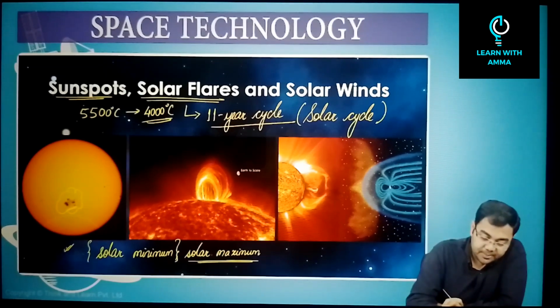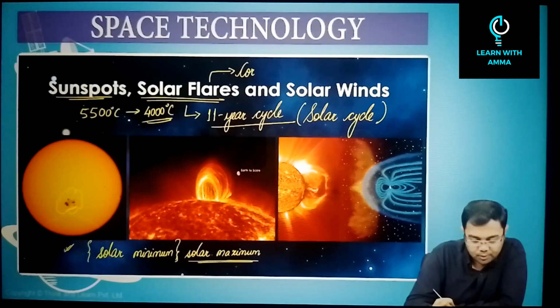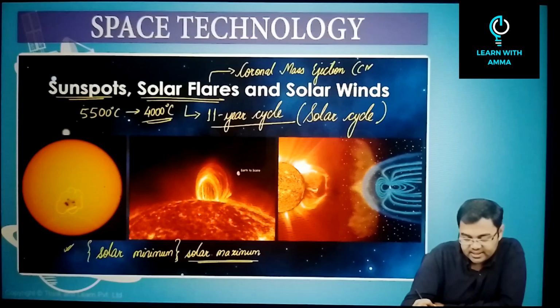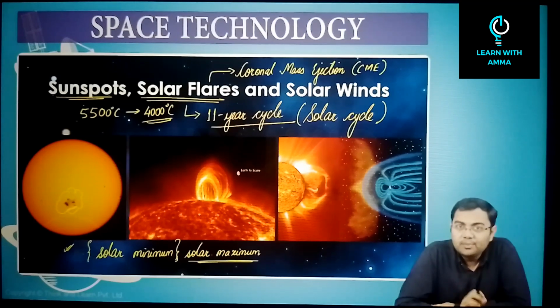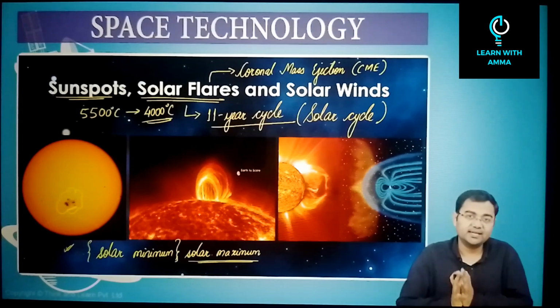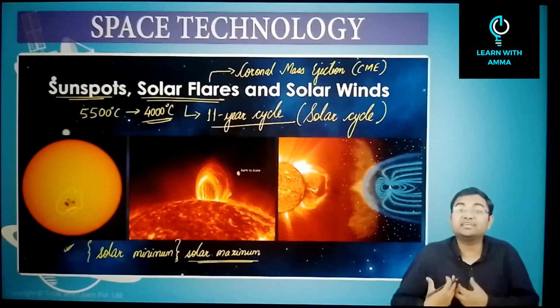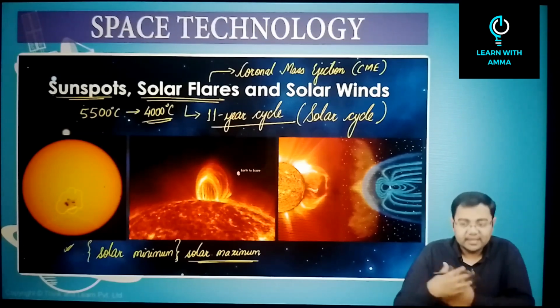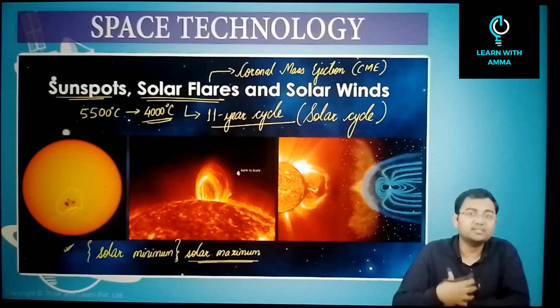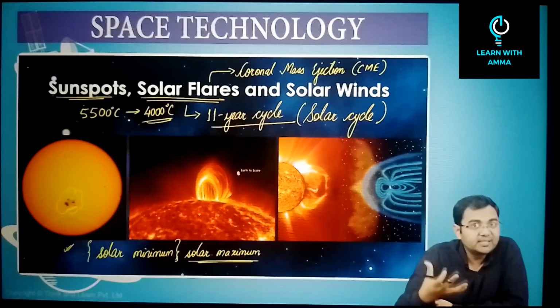Now one more concept that you may come across in the newspapers is coronal mass ejection. In short, it is called CME. Coronal mass ejection is basically associated with the same concept of solar flares. When solar flares are happening, at this point of time, ejection of coronal mass can happen. That is the ejection of subatomic particles like protons, electrons, etc. So these ejections are called coronal mass ejections.